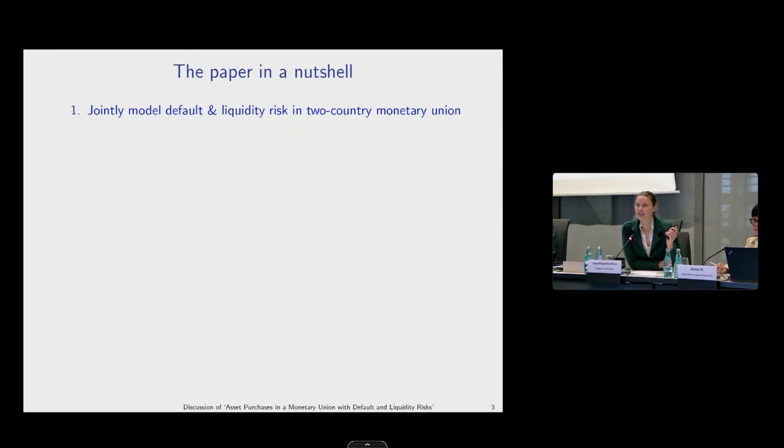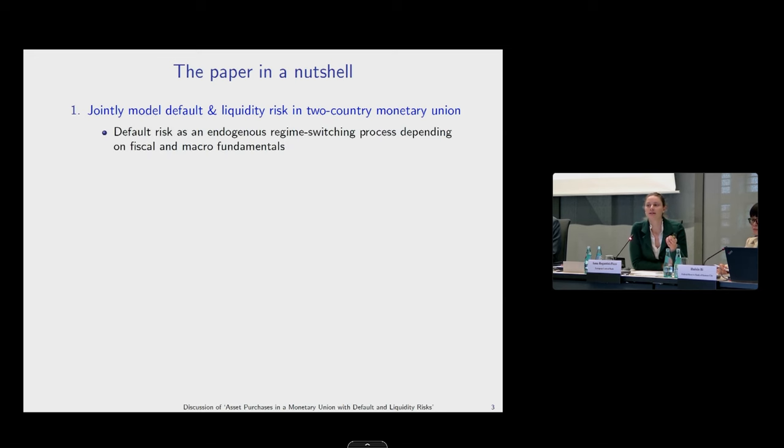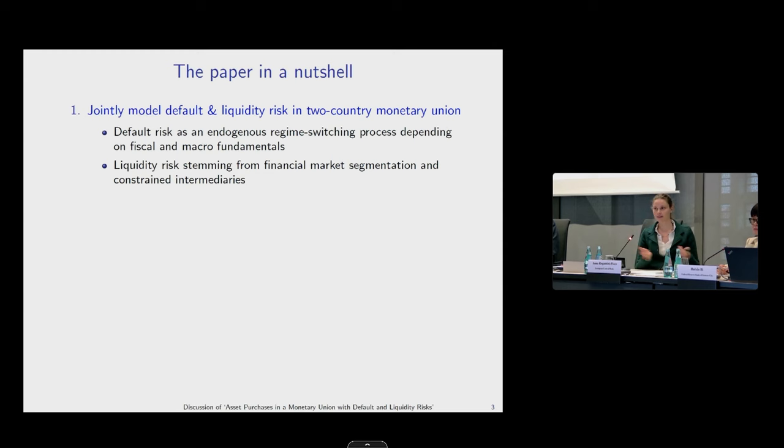So the paper in a nutshell, the big contribution is to jointly model default and liquidity risk in a two-country monetary union setup. In particular, default risk is endogenous in a regime switching process that depends on debt to GDP and on macro fundamentals. The second important ingredient is liquidity risk, and that stems from financial market segmentation, meaning that households can't directly buy bonds, but they have to do that via intermediaries, which are constrained. And so that generates a friction with this amplification channel.